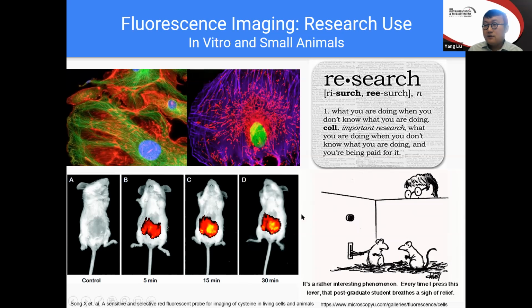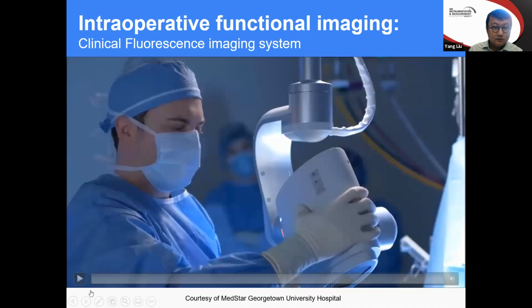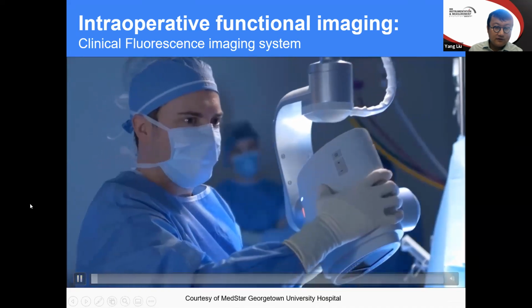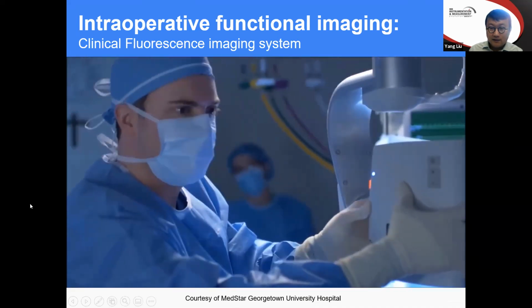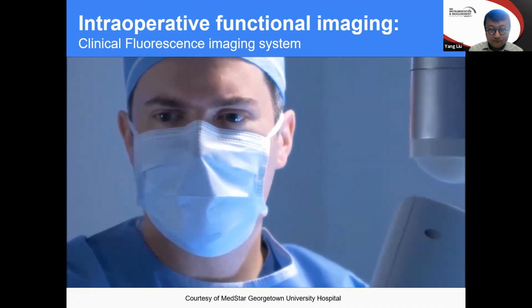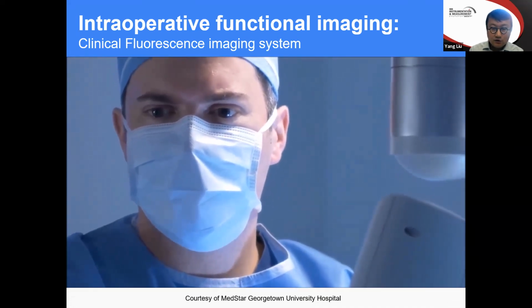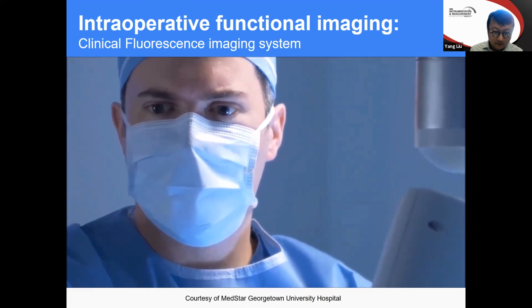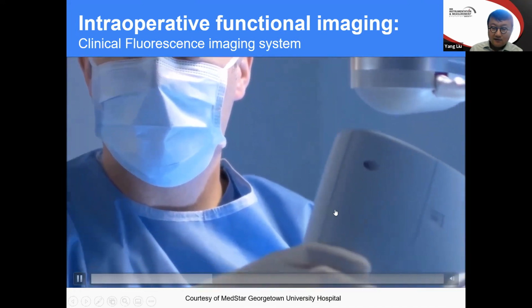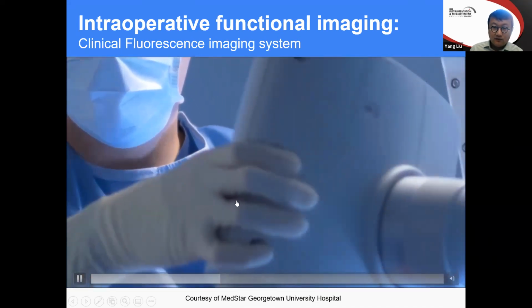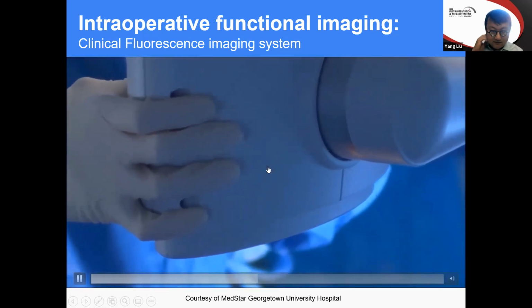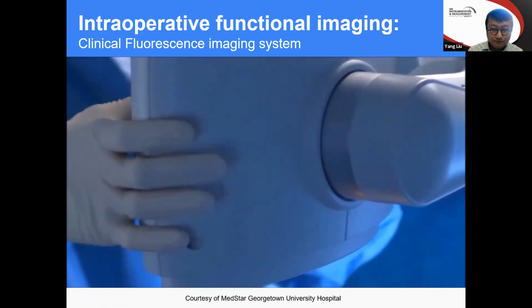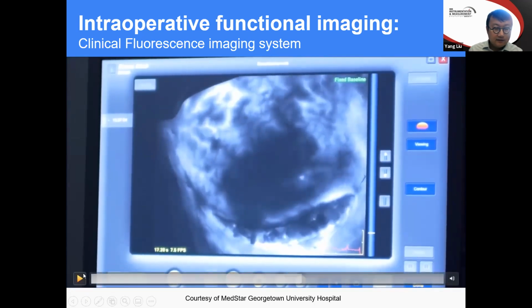And more recently, fluorescent imaging has also been applied to a clinical setting. So here is a video of a representative clinical fluorescent imaging system, the Novadex SPY system. And this can be used for image tissue perfusion. So you can see that this is the fluorescent imager. The surgeon can place this on top of the patient, right? So here you see the fluorescent image.